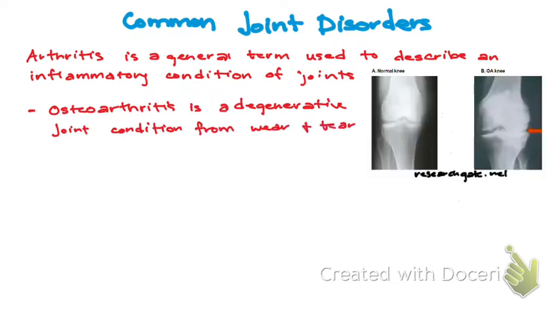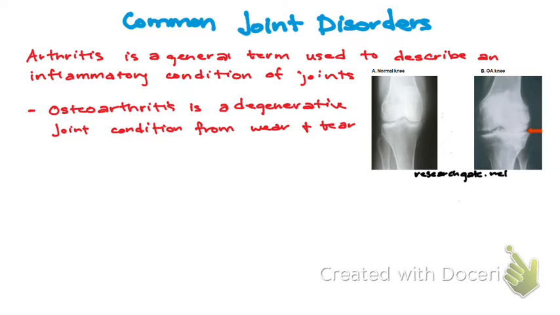On this x-ray, you can see a normal knee on the right-hand side and a knee affected with osteoarthritis on the left. If you look at the joint space in the normal knee, you can tell that it's pretty uniform throughout. Also, if you follow the line of the bones within the joint, they're pretty smooth and flat.